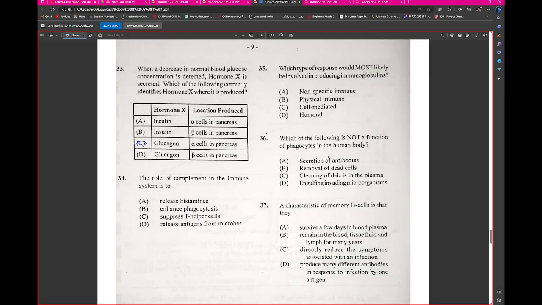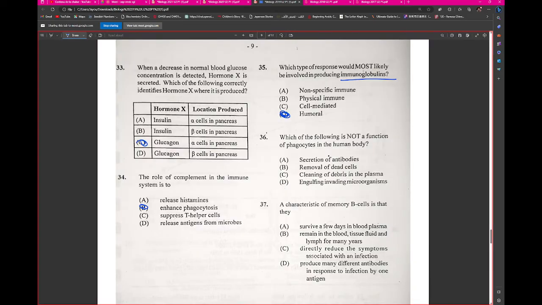Alright, so it should be glucagon and the alpha cells in the pancreas, right? The role of the complement, we saw this as well, enhancing phagocytosis. Which types of responses are most likely involved in immunoglobulin production? We saw this as well, so this should be humoral. Alright, so I think that you guys can realize there are a lot of repeats.